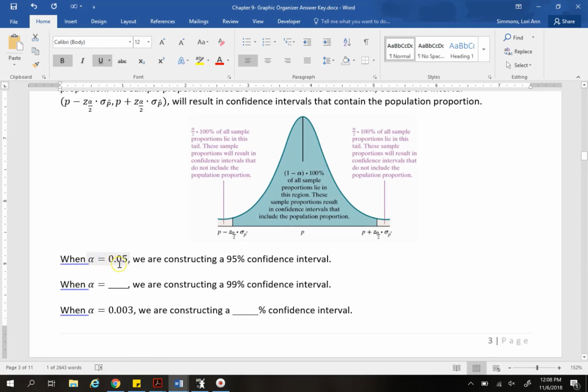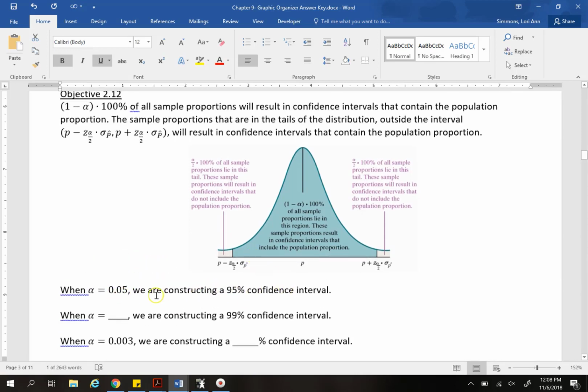So when alpha is 0.05, we're constructing a 95% confidence level. You can find that out by putting 0.05 in here, doing 1 minus 0.05 and times by 100% to get 95%. So what would your alpha be if we're constructing a 99% confidence interval?